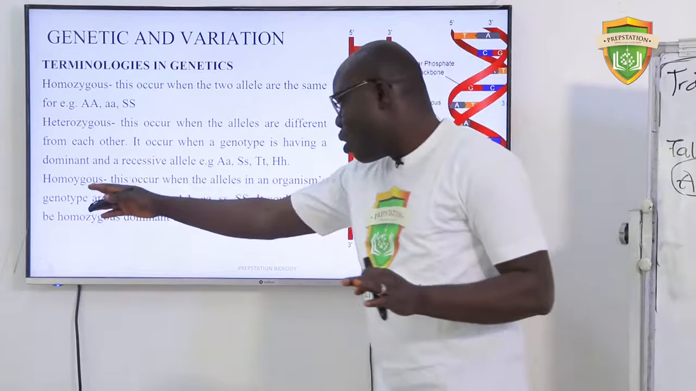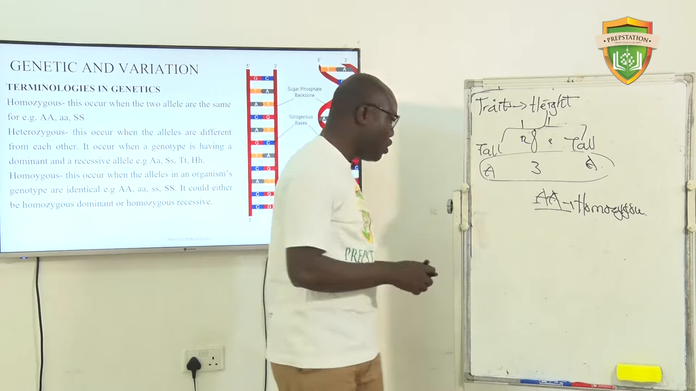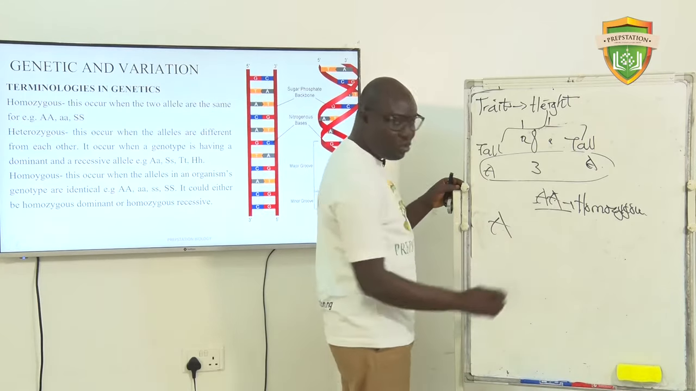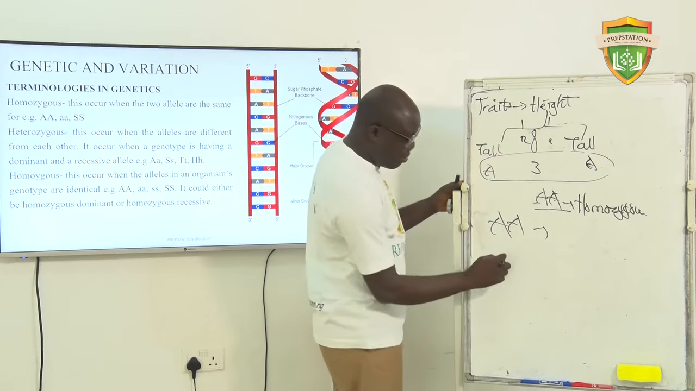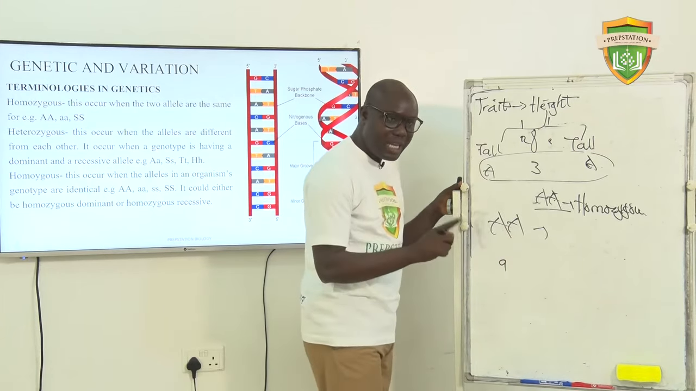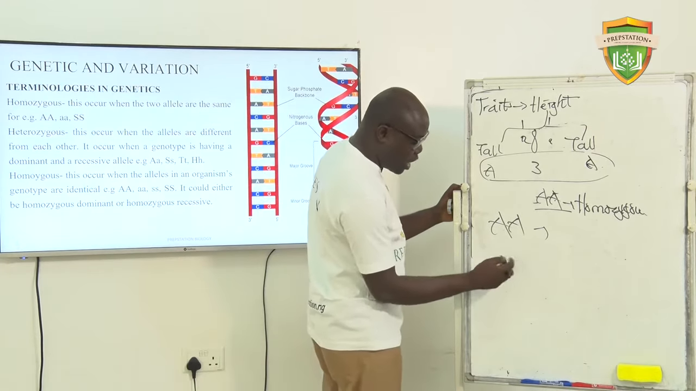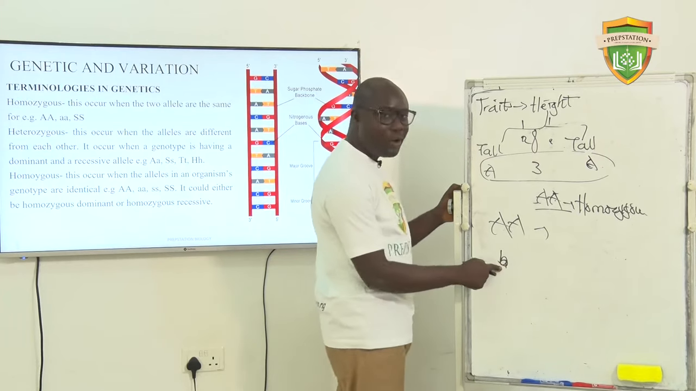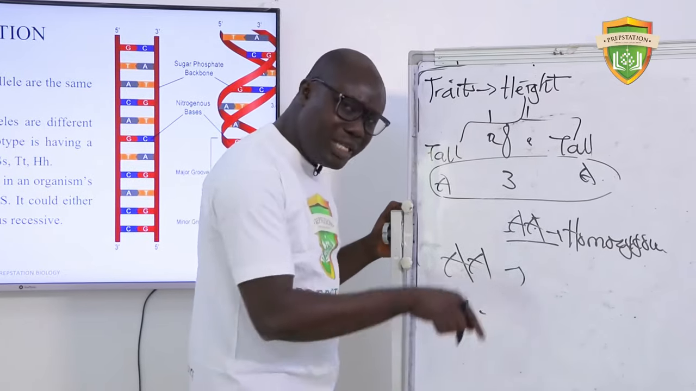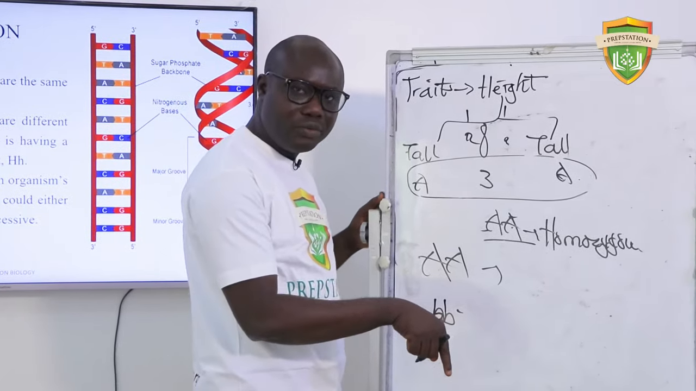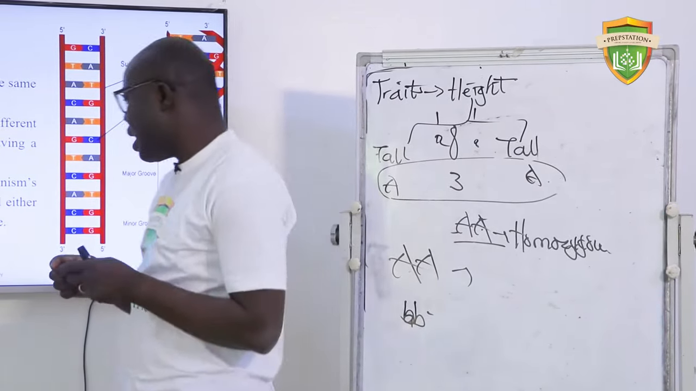Then the next one. I said it could either be homozygous dominant or homozygous recessive. What does it mean? Remember that capital A is dominant, right? So when you have two capital A, it is homozygous dominant. Please don't be confused: when I say capital A, it can be any other alphabet. If I use a small letter, let's say small b, it means recessive, right? So if you have double small letter, it is what? Homozygous also, but it is recessive. Are you there? Homozygous recessive and homozygous dominant can exist.